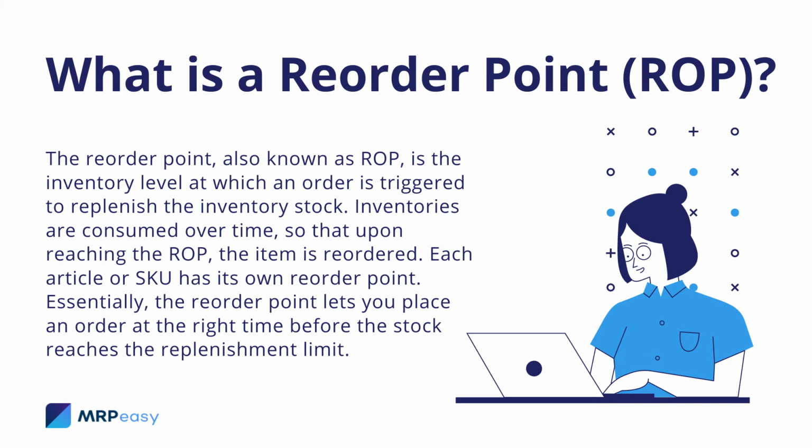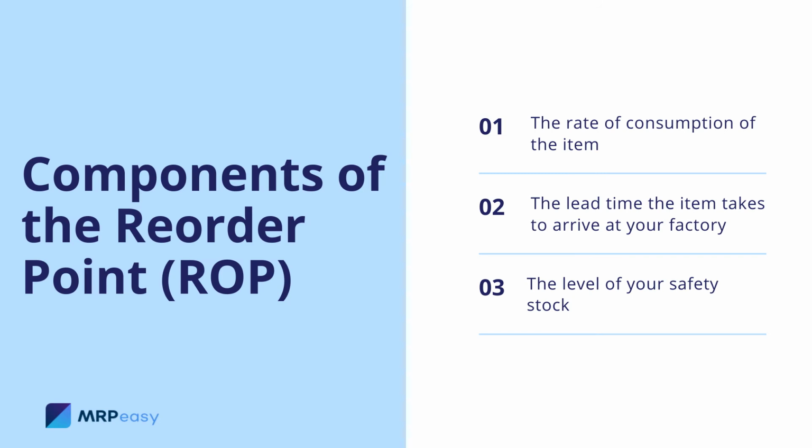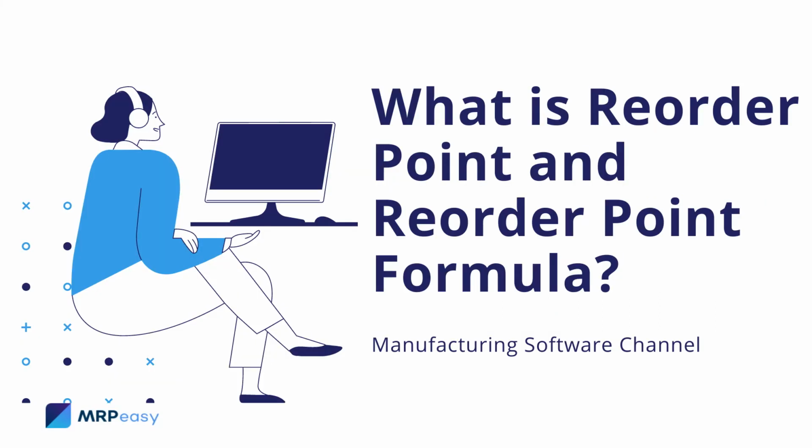The order point ROP model requires data input. By using an algorithm, the system will be able to provide the ROP. These are the input data: the rate of consumption of the item, the lead time the item takes to arrive at your factory, and the level of your safety stock. It is important to consider that the model is dynamic. That means all variables and parameters suffer changes throughout time. It is recommended to review it and update it every 3 to 6 months.